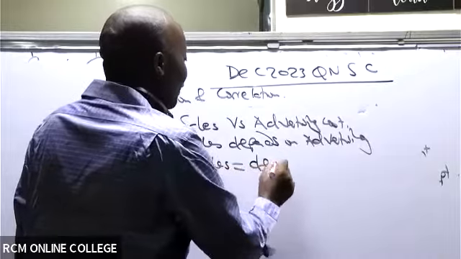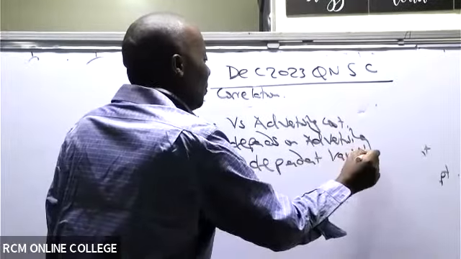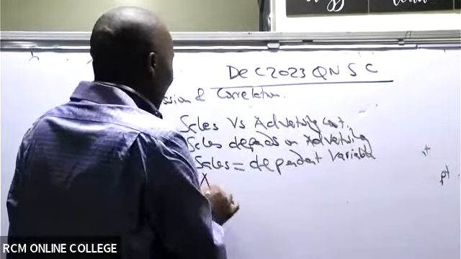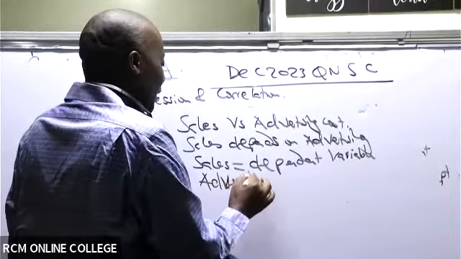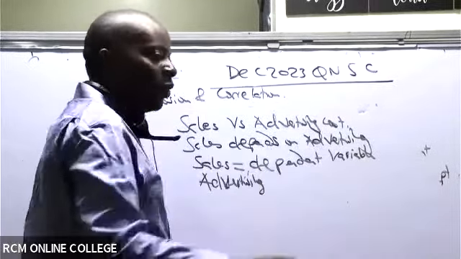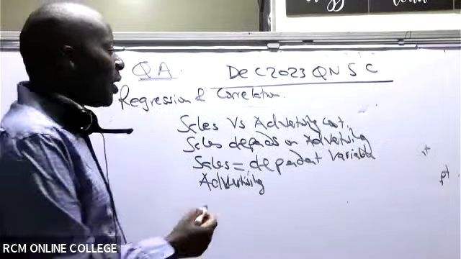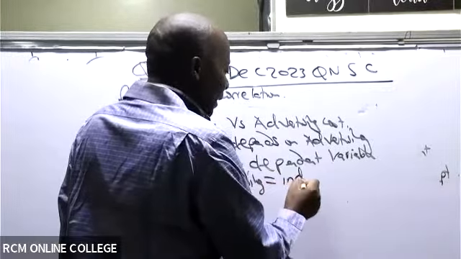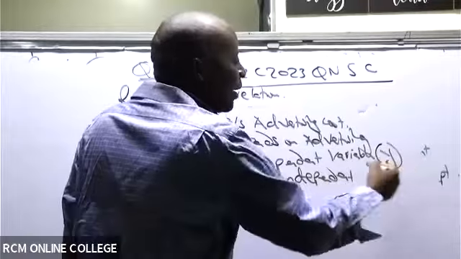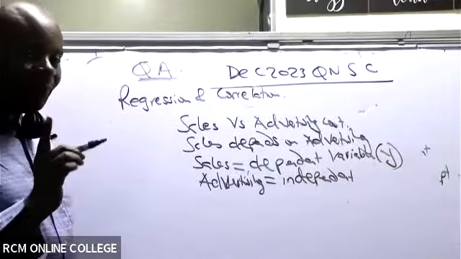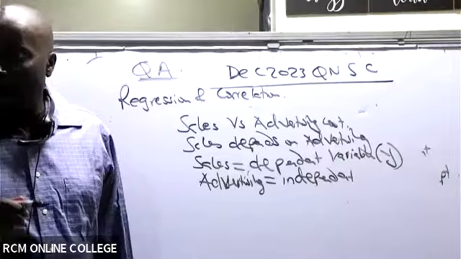Sales will be the dependent variable. And then we have advertising. Advertising will be on the other side of the coin. So in this case, the advertising cost will become independent. Remember, the dependent variable is always your Y variable.